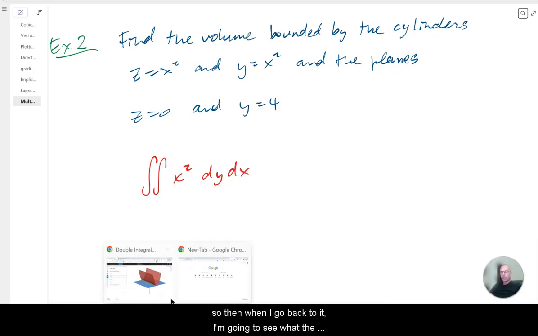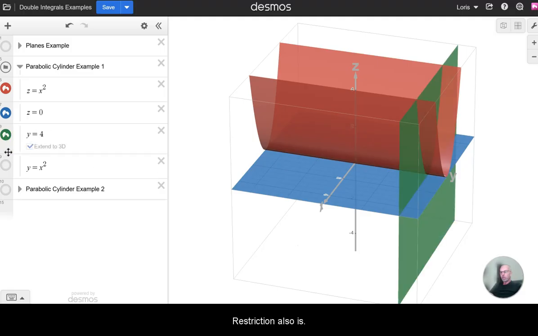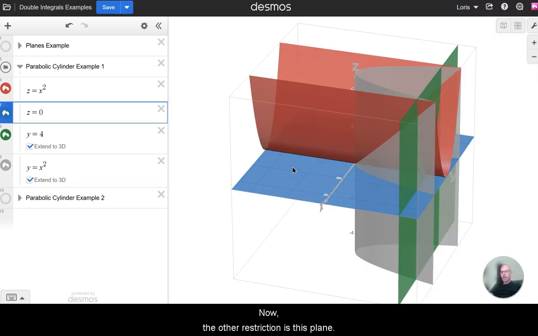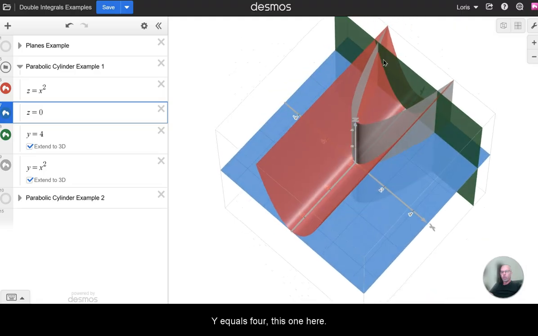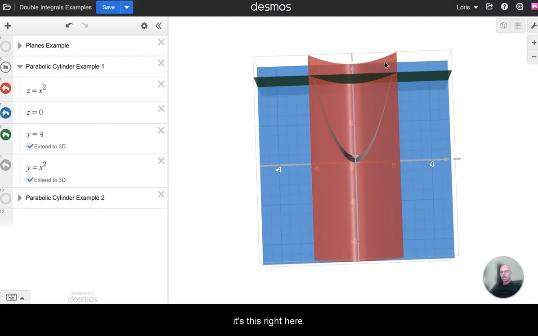All right, so then when I go back to it, I'm going to see what the restriction is. The restriction also is, so it's the boundary between 4 different objects, okay? So we've already established that the red is above the blue. Now the other restriction is this plane y equals 4, this one here, and y equals x squared, this parabolic cylinder going up, like that. And if you look at it straight on from the z-axis, it's this right here.